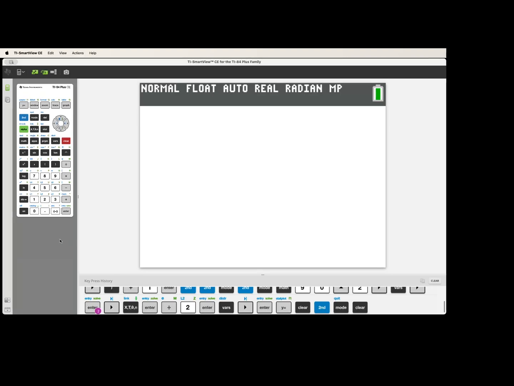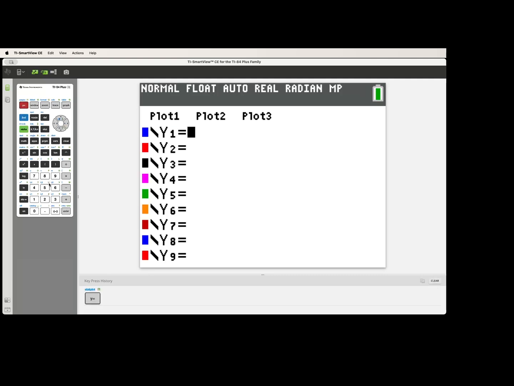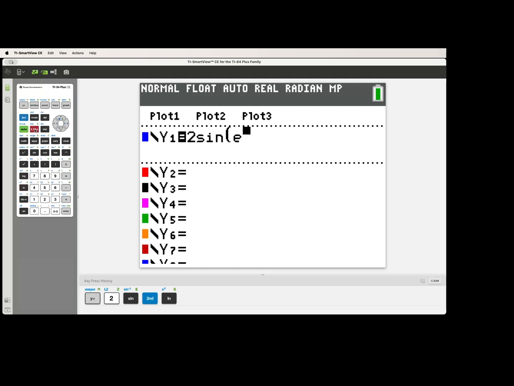Okay, so probably the most important thing is to show you how to do that part B. I'm going to clear all my history out. So we're going to go to y equals first, and I'm going to plug in my velocity equation, which is 2 sine of e to the x divided by 4, close my parentheses, add 1.